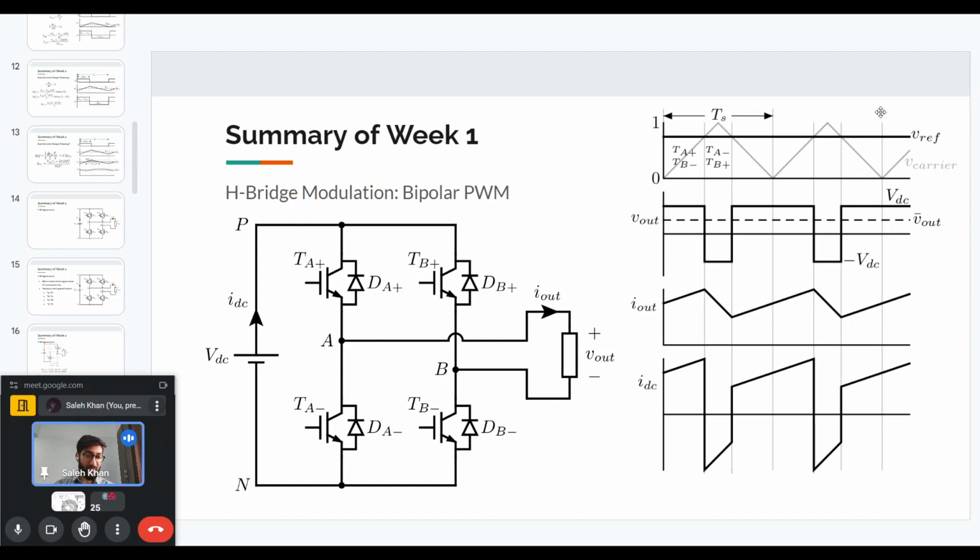And then again, the same thing will continue. We will again have the plus VDC interval, and the output current will again rise, and the DC current will again be equal to plus I out. So this is how bipolar modulation works. It is called bipolar because the output voltage varies between plus VDC and minus VDC. So both polarities are included in each switching cycle.